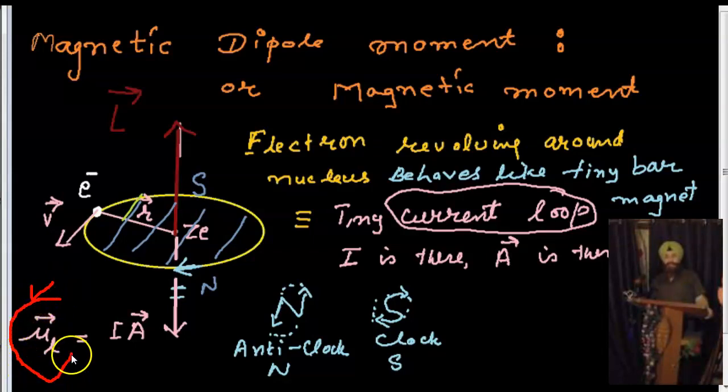Actually, its value tells us the numeric value of the magnetic moment. It tells us how strong the tiny magnet is. If it is weak strength wise, the value of mu L will be low. If it is strong strength wise, then the value of mu L will be high. So mu L signifies the strength of the magnet or the magnetic moment.